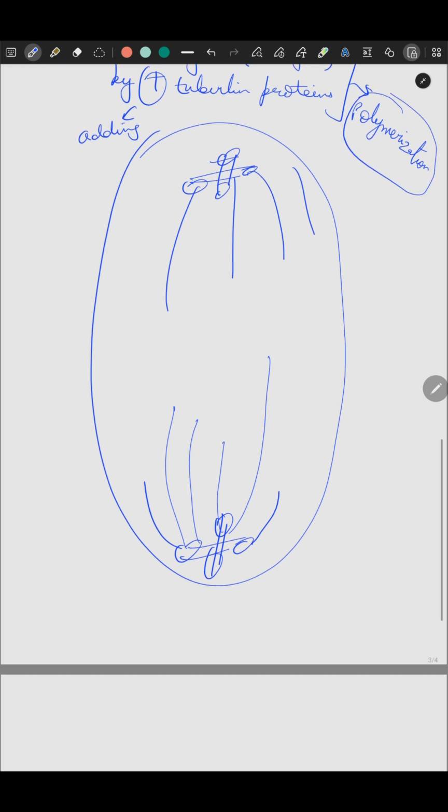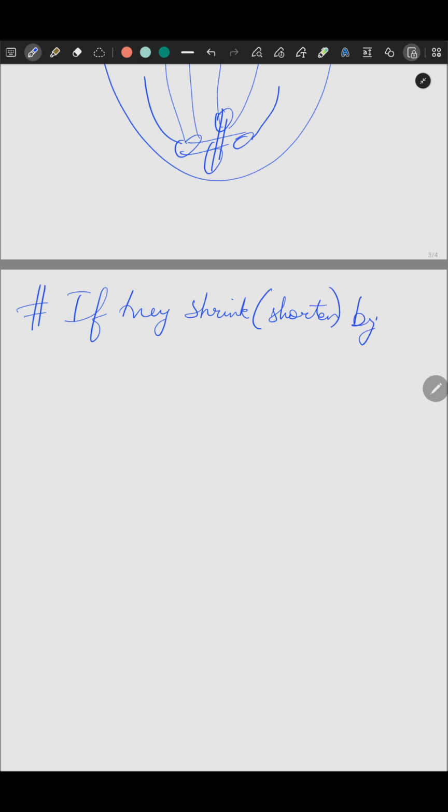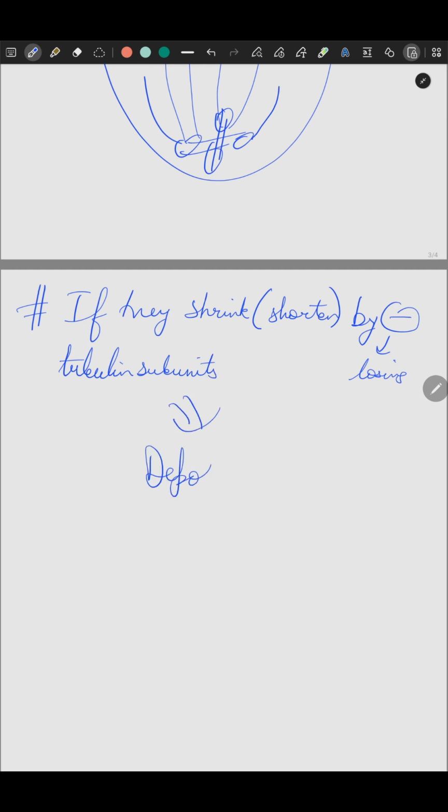Now what happens if they shrink? If they shrink or get shortened, by losing tubulin subunits, or we can say proteins, we call it depolymerization.